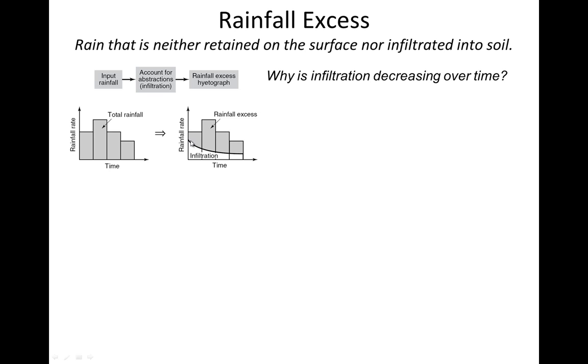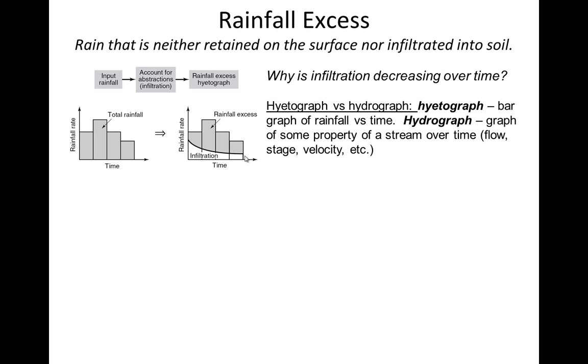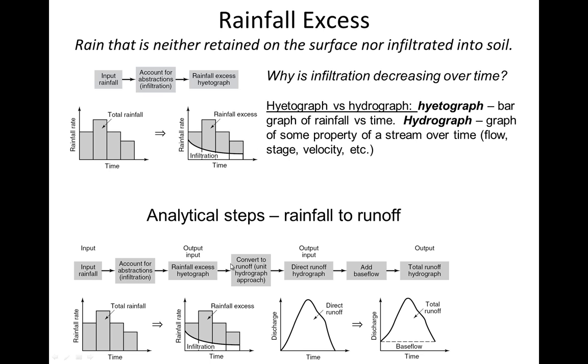Of course, we know from our previous work that infiltration is decreasing over time because the forces that drive infiltration are declining. As the soil is becoming progressively more saturated, there's less of a driving force causing elevated infiltration rate. We've characterized the difference between a hyetograph and a hydrograph. Here what we're looking at so far is just the hyetograph of the rainfall excess. But we can get a hydrograph by connecting the dots.